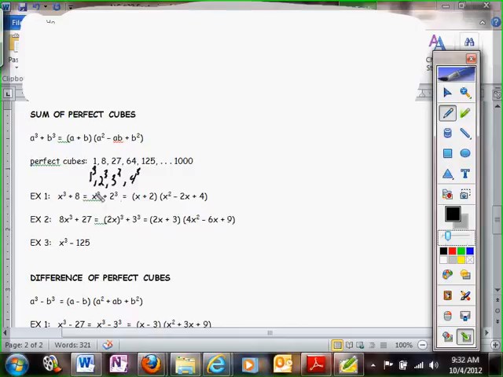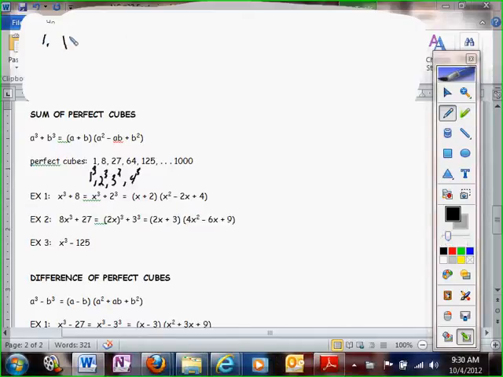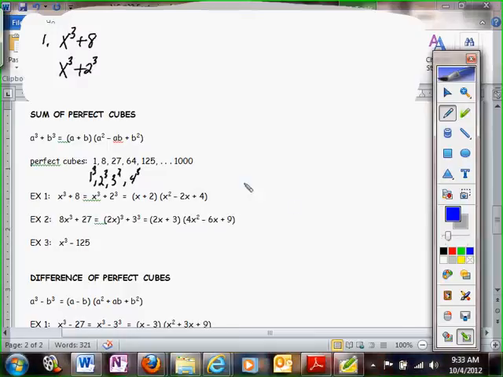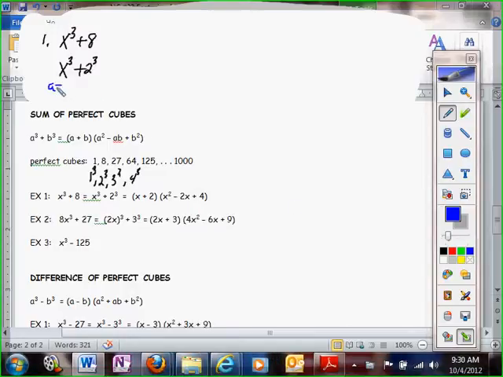So I know number 1 is already done here, but I want to take a look at how I did it. Number 1, we have x cubed plus 8. I recognize that x is being cubed, so it's a perfect cube, and I also recognize that 8 is a perfect cube. So I'm going to rewrite it as x cubed plus 2 cubed. This tells me what my first term is and what my second term is. And if I wanted to, I could even say, in this case, a, the first term is x, and b, my second term is 2. And so I can just plug it into my little formula here.